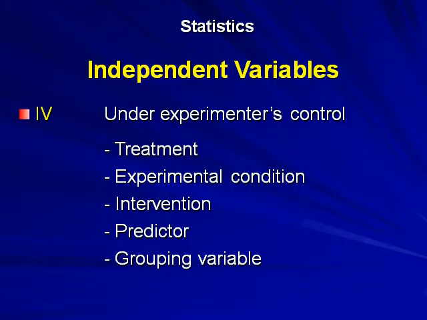Another way to think of the independent variable is that it is the treatment or the experimental condition, or essentially the variable the researcher hypothesizes will cause a change in another variable. Some common synonyms or alternative names for the independent variable are the intervention, or the predictor, or the grouping variable.